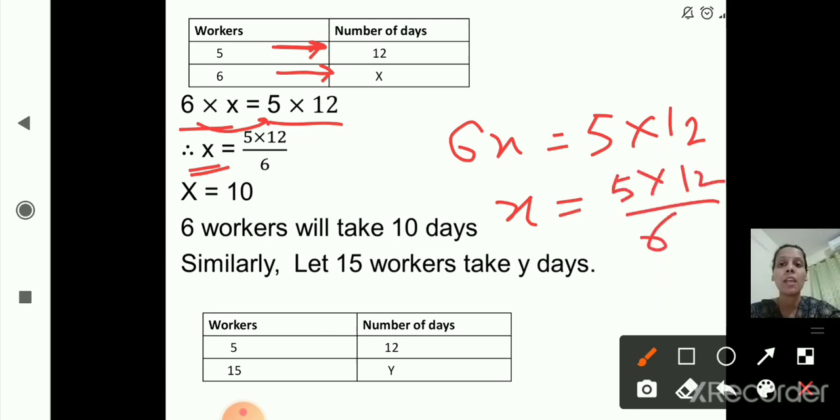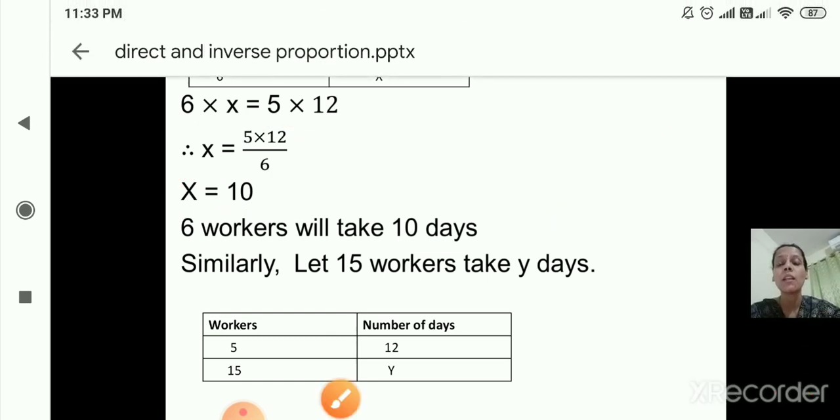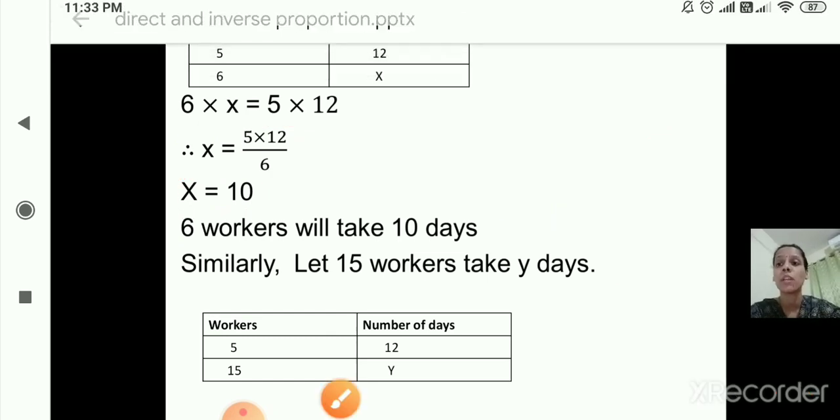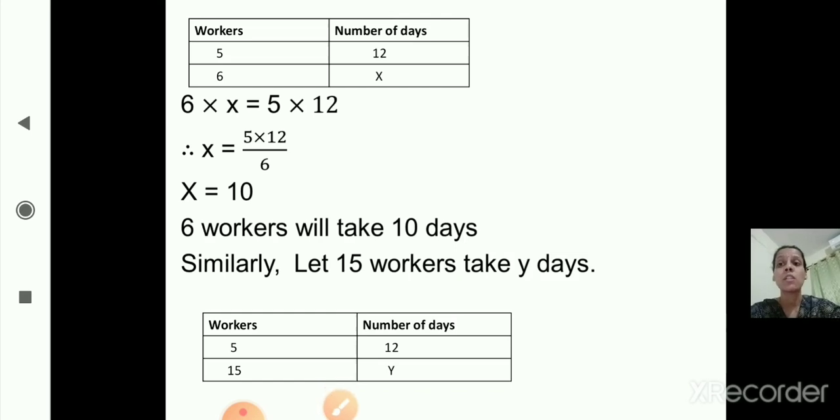Now we can cancel this. 6 ones are 6, 6 twos are 12. So what we got? 5 multiplied by 2, that is 5 twos are 10. So what we got? X is equal to 10, means 6 workers will take 10 days.